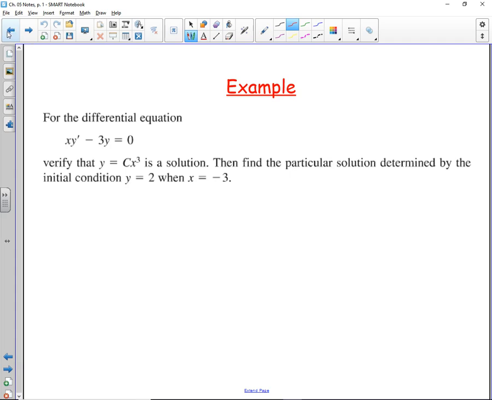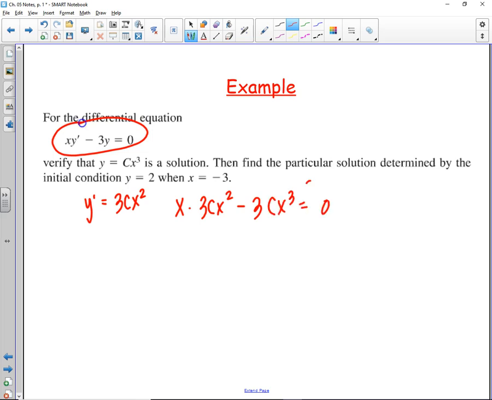Okay. This is what we call a differential equation because it has a derivative in it. Long story short, it's technically called a first order because it's a first prime, just a single prime, not a double or a triple prime. If we want to verify that something's a solution, we can take the prime of it, which would be 3cx squared. Then we plug in. So x times y prime would be x times 3cx squared, minus 3 times y, which is cx cubed, equals 0. That's what we're trying to verify. That'd be 3cx cubed minus 3cx cubed, 0 does equal 0, and we're good, right?